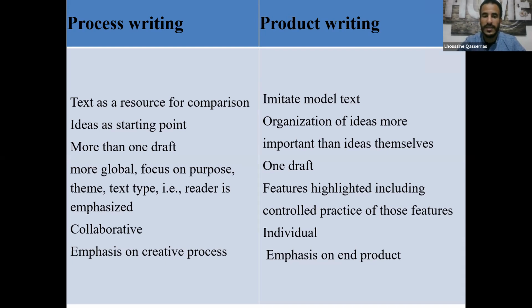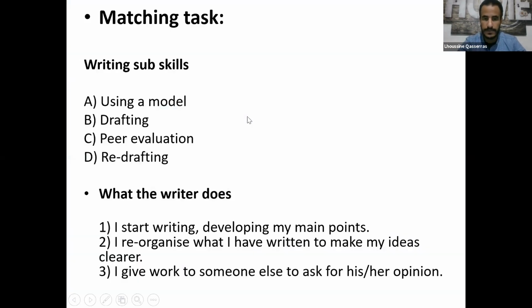Okay, good. All right, so let's move on to the next one. Now, let's practice again. Match this one. Writing sub skills using a model. B, drafting. C, peer evaluation. You evaluate each other. Or redrafting, you write again. So what the writer does, number one, I start writing, developing my main points. Is it A, B, C, or D? Number two, I reorganize what I have written to make my ideas clearer. Is it A, B, C, or D? Number three, I give work to someone else to ask for his or her opinion. Two minutes. Yes, you match.